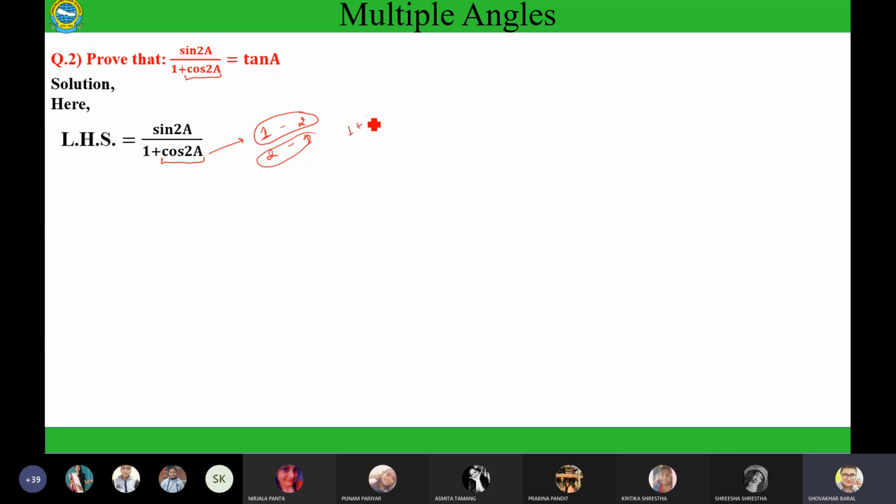It will be 1 plus 1 minus 2. They are not cancelled here, see, 1 and 1 are not cancelled. If we use the second one, it will be 1 plus 2 cos square a minus 1. Opening the bracket, minus 1 and plus 1 will be cancelled. So it is better to use this formula, that is 21.